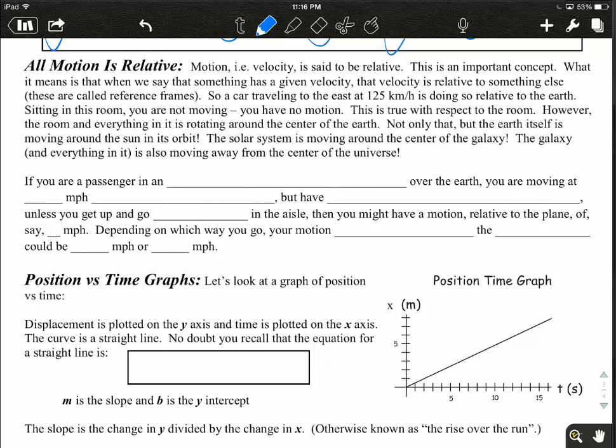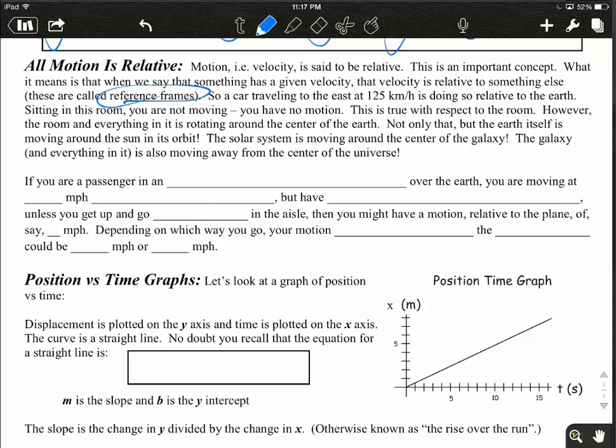And the earth is traveling around the sun, and our solar system is traveling around the center of our galaxy. So even though you're not moving because you're sitting still in your house, you actually are moving really, really crazy fast because you're orbiting around the sun, and then as a solar system we're orbiting around the center of our galaxy. That's the relative velocity piece. It depends on your frame of reference. What are you comparing your velocity to?